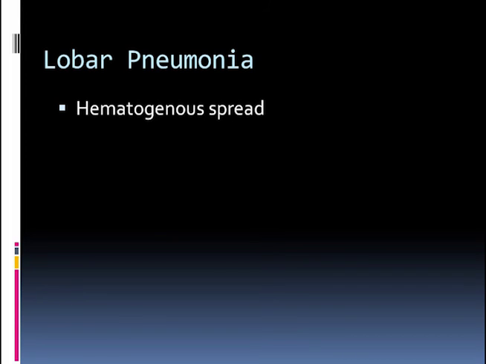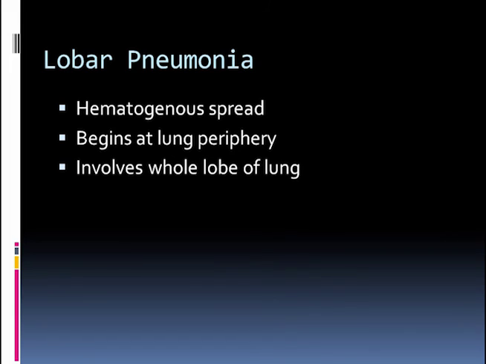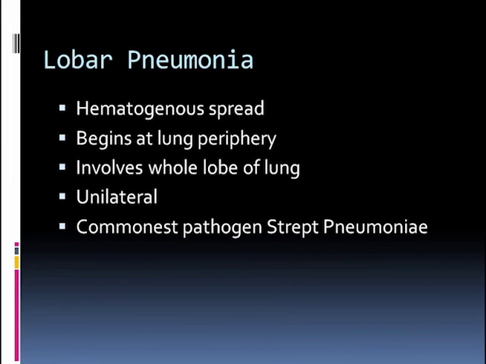Lobar pneumonias are caused by hematogenous spread of bacteria to the periphery of the lung, usually. It involves usually a whole lobe of the lung. So you can say there's right upper lobe or left lower lobe. It needn't involve every segment of the lung, but it tends to flow from one area of the lung to the other through the pores of Kohn and involve large areas of the lung. It's always unilateral. And the commonest pathogen is strep pneumonia.